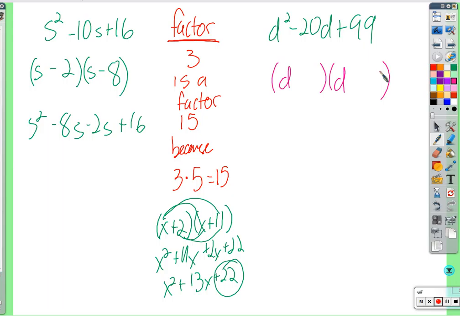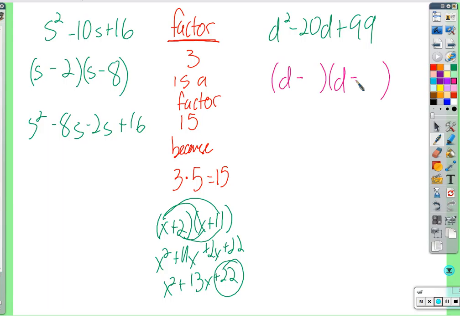99 and 1. Okay, so we'll think about that. So we need to make a positive 99, and it needs to add to a negative 20. So these two numbers need to multiply to make positive and add to make a negative. The only possibility would be two negative numbers. Two negative numbers multiply to make a positive, and two negative numbers add to make a negative number. So what numbers multiply to 99 and add to negative 20?